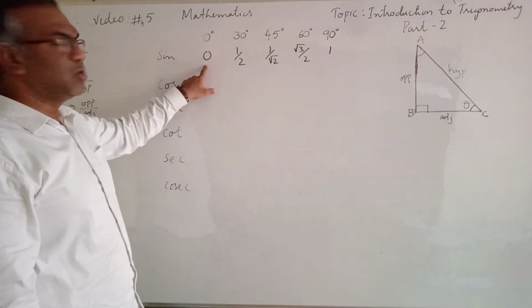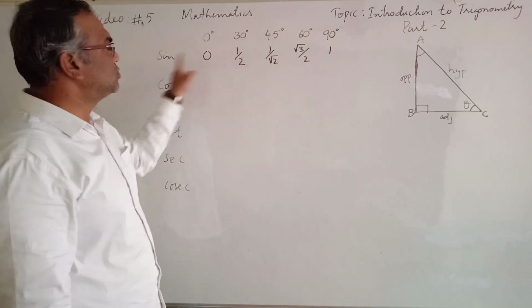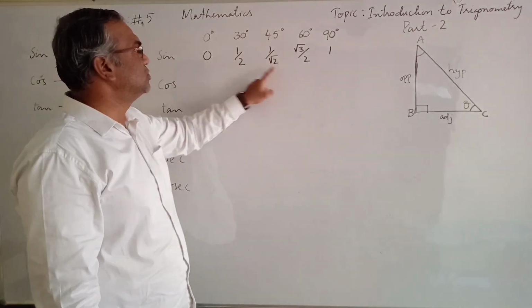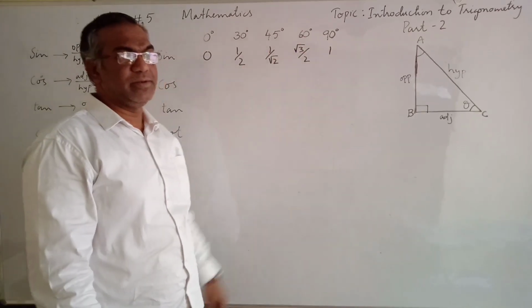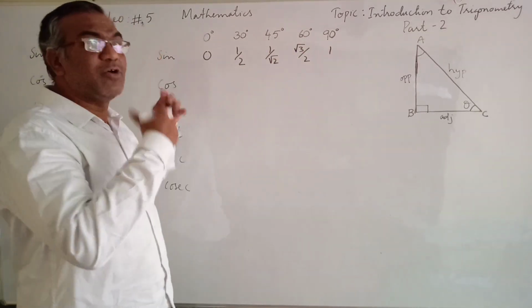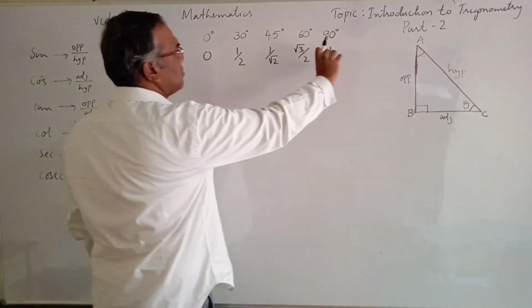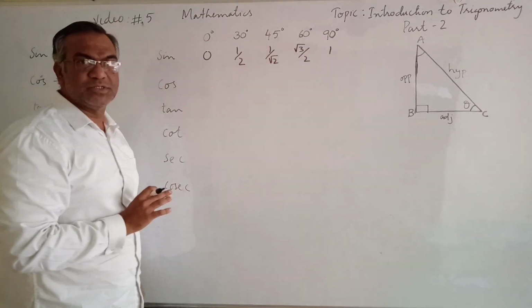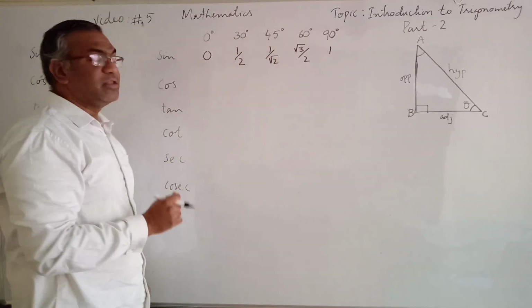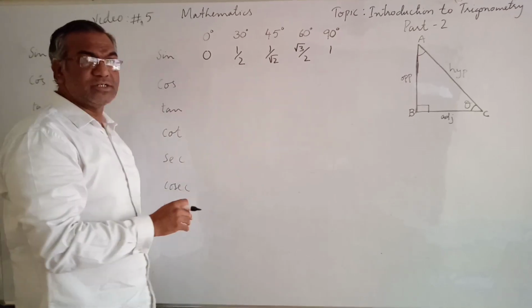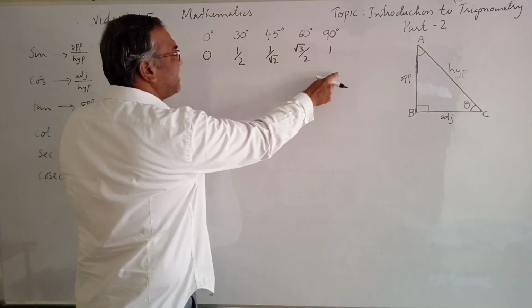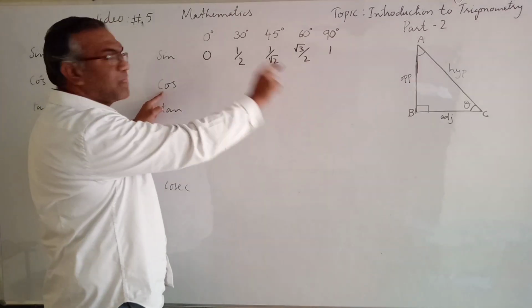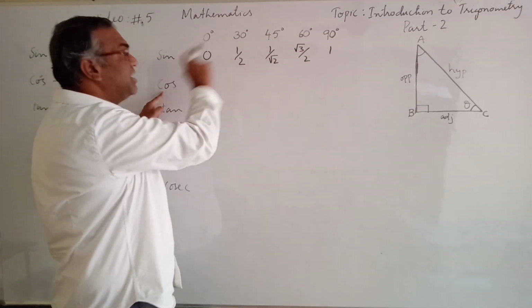Sine 0 is 0, sine 30 is 1 by 2, sine 45 is 1 by root 2, sine 60 is root 3 by 2, sine 90 is 1. Just memorize these 5 values. That's it for sine. Now what about the remaining, how to write? Now for cos, write the same values in reverse order.